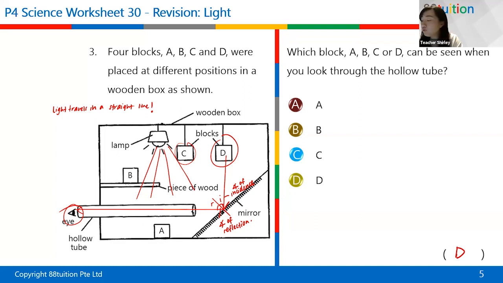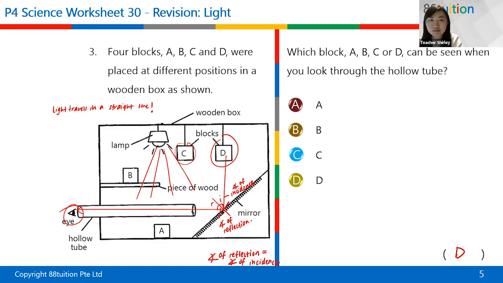So always remember that the angle of reflection must be equal to the angle of incidence. The angle of incidence basically means where the light is being cast. Angle of reflection and angle of incidence. In this case, the block that can be seen through the hollow tube will be block B instead.